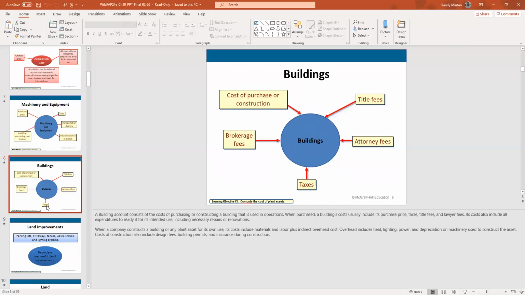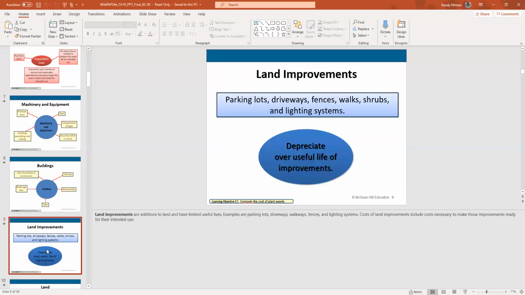Look at these very carefully. Know the difference between land, which is not depreciable. You don't depreciate land ever. But land improvements: parking lots, driveways, fences, walls, walks, shrubs, lighting systems, all of those things. And just think about our parking lots here at ABAC. They wear out, right? As a matter of fact, I think we've been spending a lot of time during this COVID crisis refurbishing a lot of those parking lots. So land improvements, we do depreciate. Land itself, we do not.